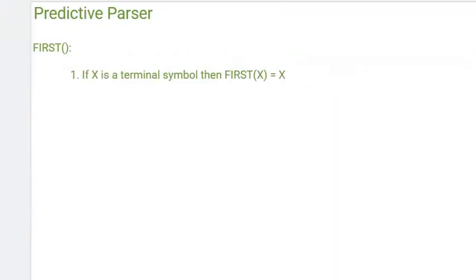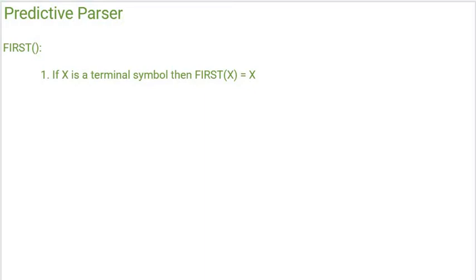For identifying the first of a terminal or a non-terminal, we have certain rules. The first rule is if x is a terminal symbol, then first of x will be x. So whenever we are computing first of a terminal symbol, the result will be the terminal symbol, because when we form a string using the terminal, obviously the string is going to start with the terminal. That's why first of a terminal will always be a terminal.